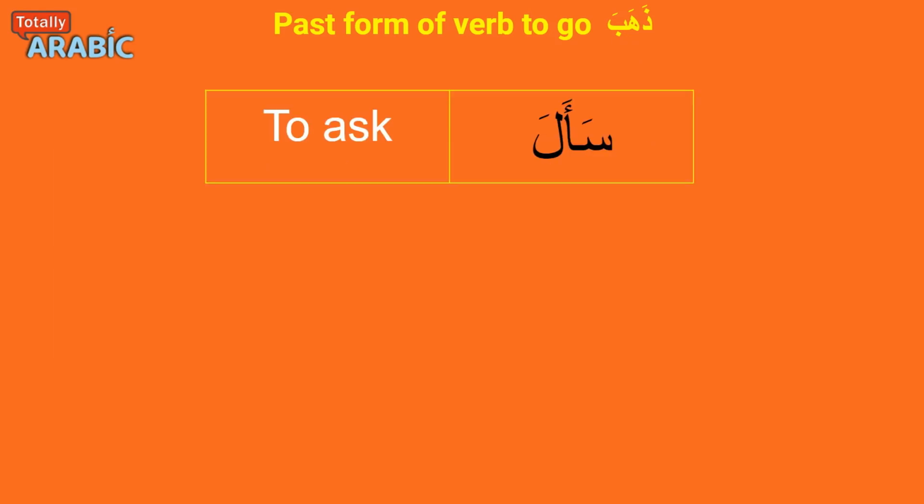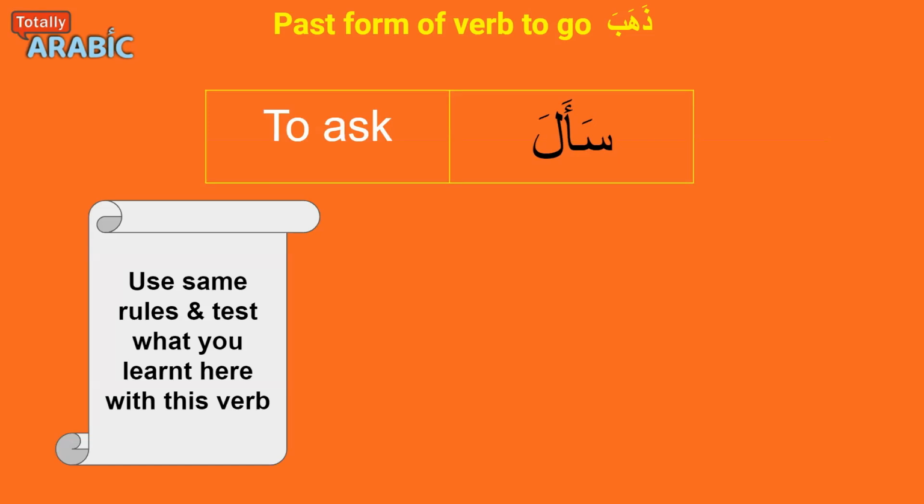What I would like you to do is use the same rules and test what you learned here with this verb and apply the same rules. Don't worry about the verbs, just use the same form that we have shared with you here, and then you'll be able to form the verb to ask, سأل, in the past. It is exactly the same way we did with ذهب.